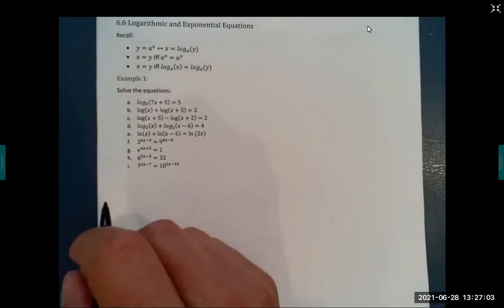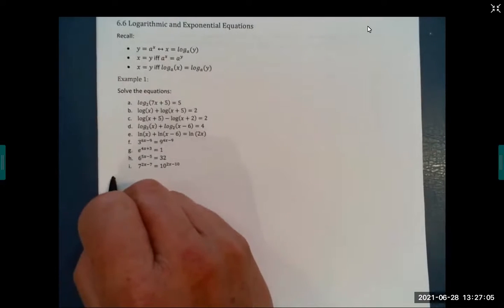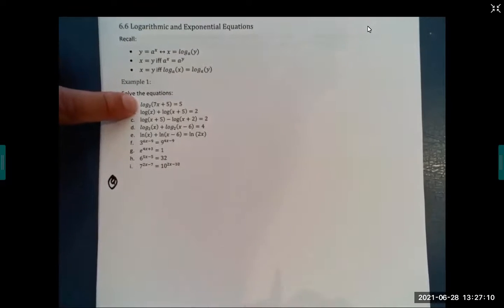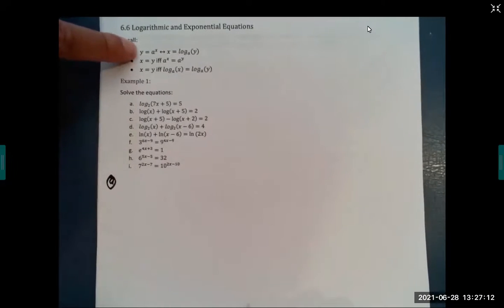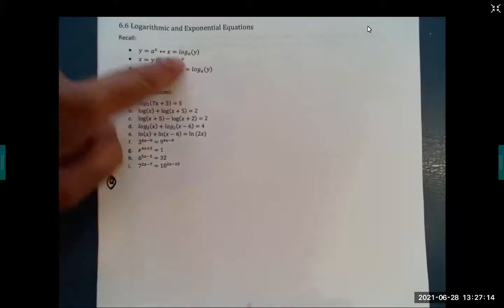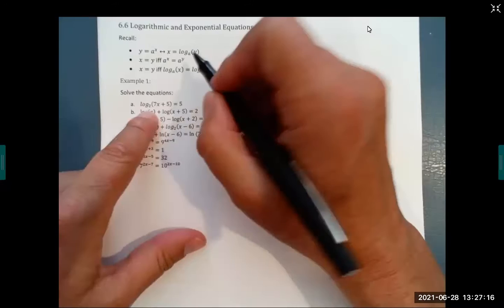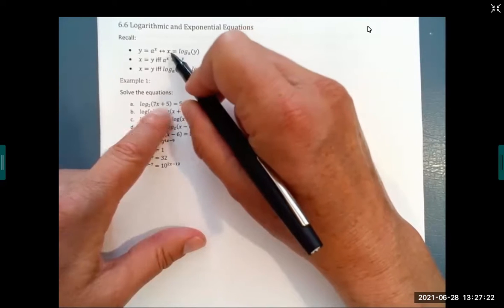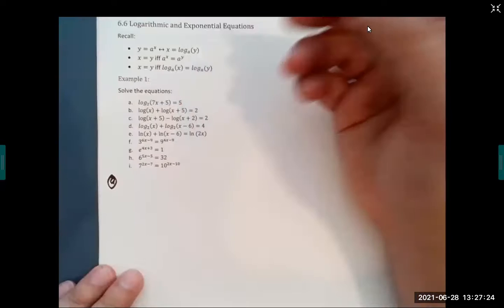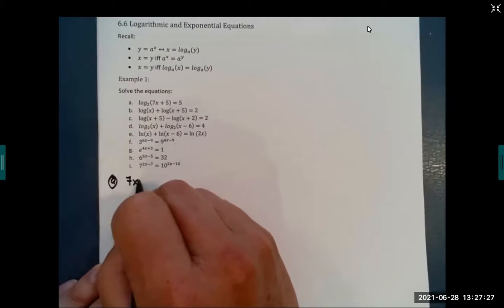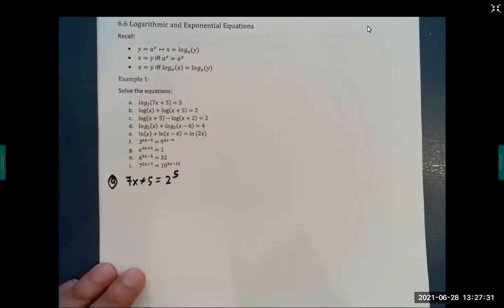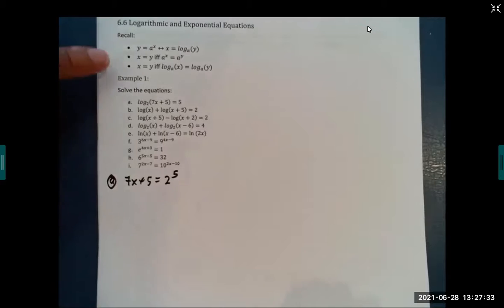All right, I'm going to start down here, A. And what I'm going to do right at the get-go is convert this from logarithmic form. Now I want to point out A in this case is the 2, y in this case is the 7x plus 5, and the x in this case is the 5. So here's how this is going to work. This becomes 7x plus 5 equals 2 to the 5th power. So I just used that rule there.